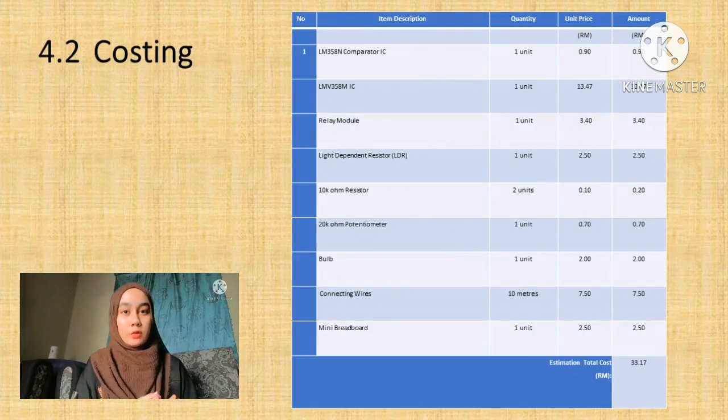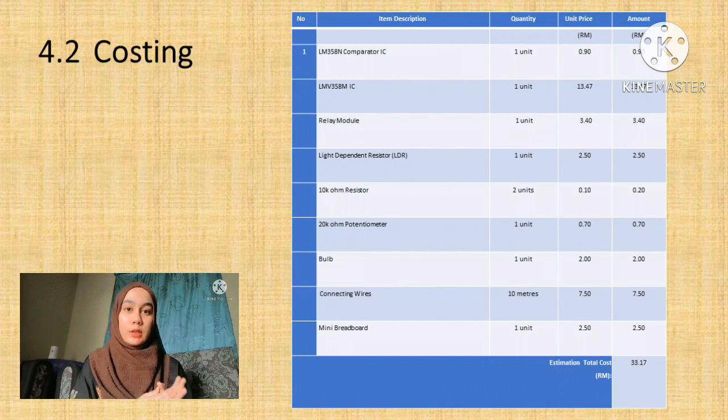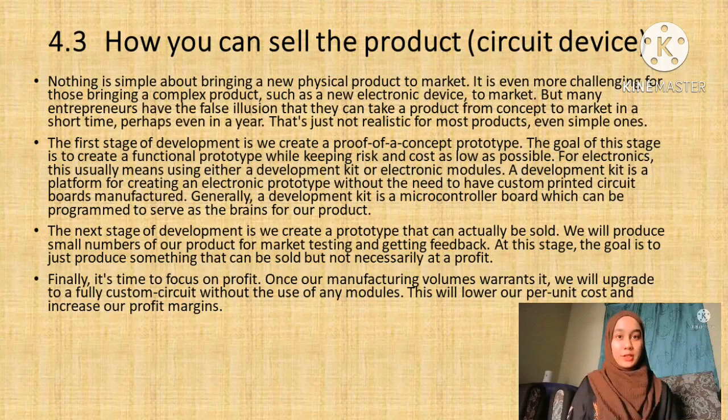Okay, we continue. For the second point, it is costing. For the item, we use a few components: comparator IC, relay module, LDR, resistor, potentiometer, and mini breadboard. The estimated total cost is around 33 ringgit and 17 cents. The last point for commercialization potential is how we can sell our product, the automatic light switcher using LDR.